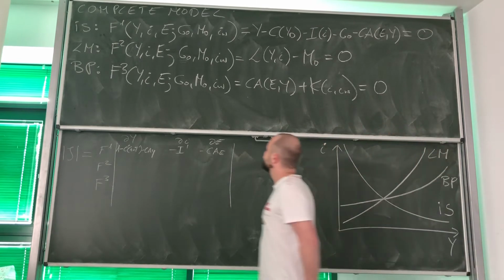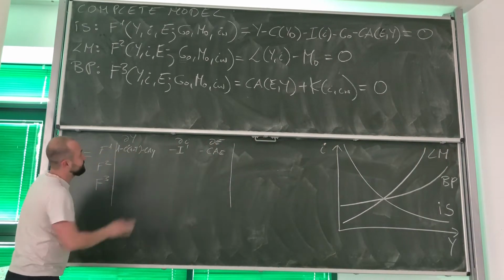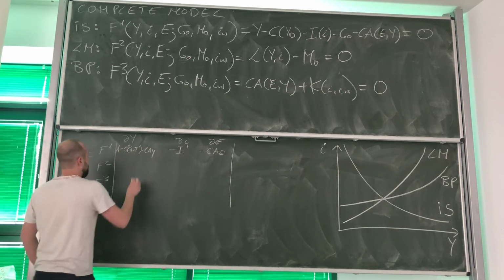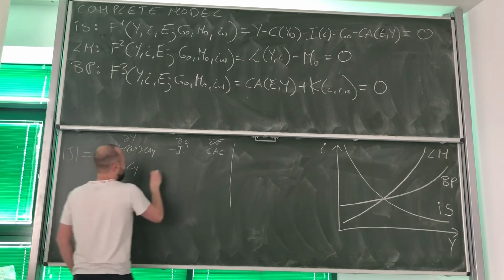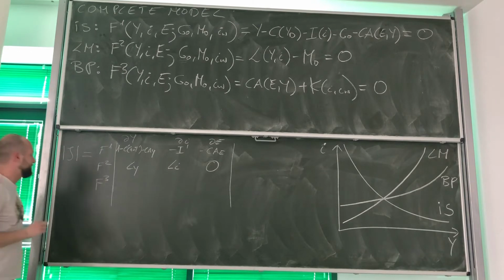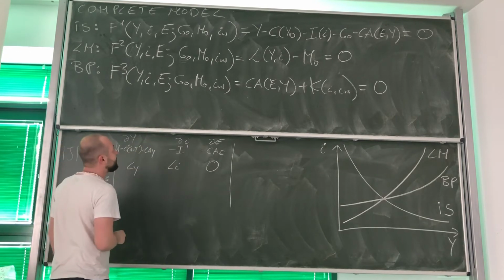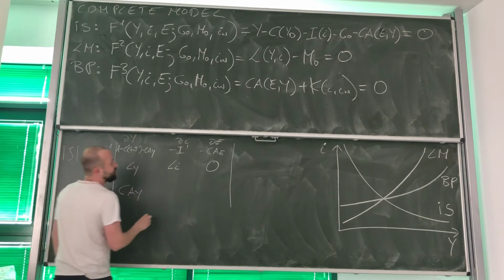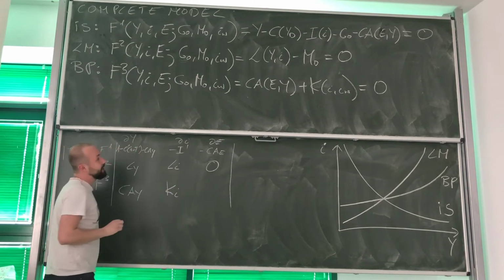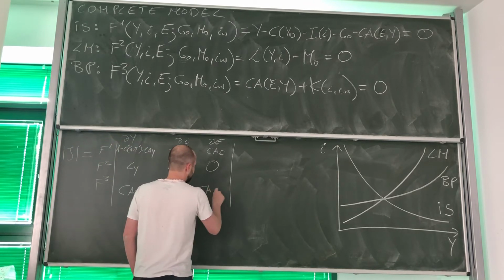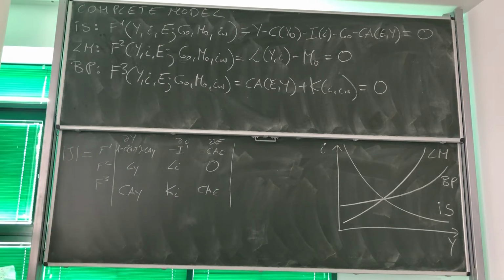Okay, then we're going to do it for the second equation. If I'm differentiating it with respect to income, I'm getting L_Y. Interest rate, L_I. Exchange rate, 0. There's no exchange rate there. And again, now we differentiate the third equation with respect to income, so we get CA_Y, interest rate, K_I, and exchange rate, again CA_E. Okay, and this is our Jacobian that we need to calculate.